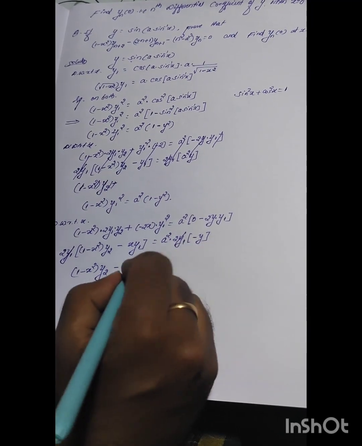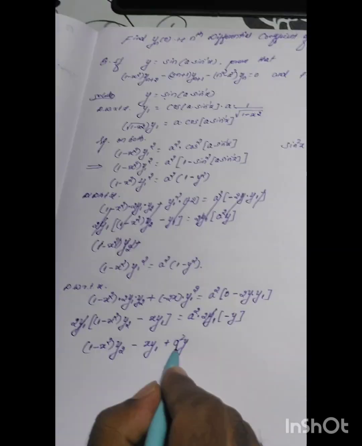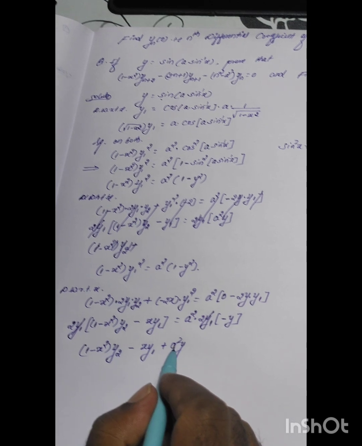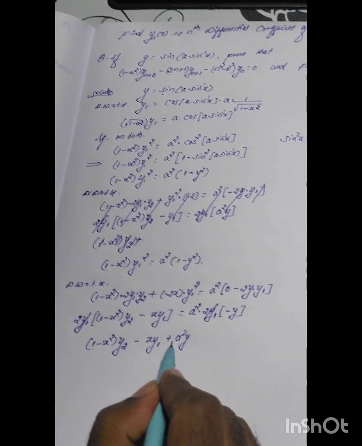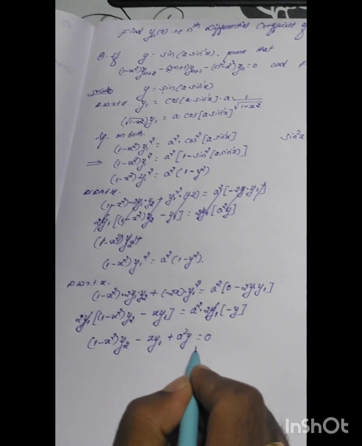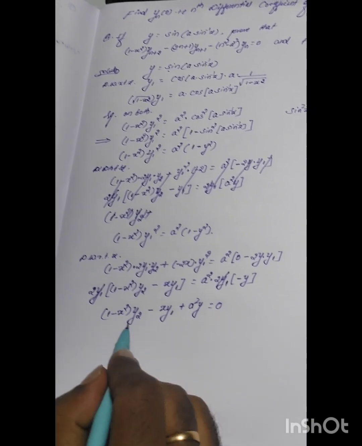Let's move this to this side. So plus a square, a square minus a square y I will move to this side, so it will become plus a square y equal to 0. Now we have got an expression in y1 and y2.